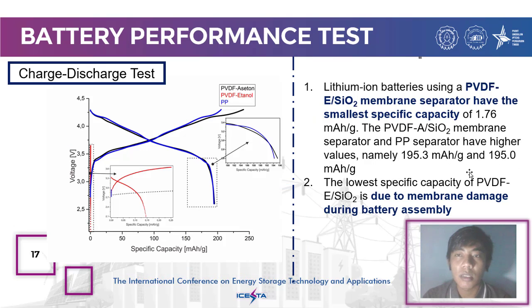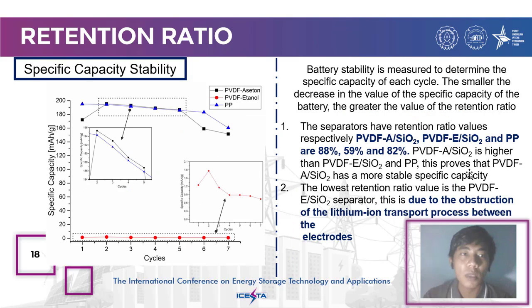Charge-discharge test. Lithium-ion batteries using PVDF-E SiO2 membrane separator have smaller specific capacity. PVDF-A SiO2 membrane separator and PP separator have higher values. The lowest specific capacity of PVDF-E SiO2 is due to membrane damage during battery assembly. Specific capacity stability. The separators have retention ratio values, respectively for PVDF-A SiO2, PVDF-E SiO2, and PP, of 88%, 59%, and 82%. PVDF-A SiO2 is higher than PVDF-E SiO2 and PP. This is proof that PVDF-A SiO2 has more stable specific capacity.